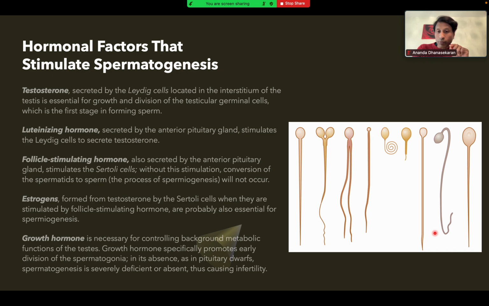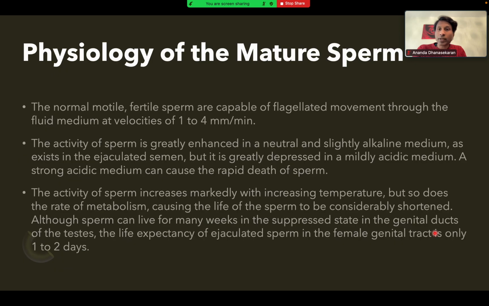And then we have growth hormone. Growth hormone is also from the pituitary. So you can see from the pituitary we have three main hormones. The growth hormone is very necessary for the background metabolic function and overall growth of the testes. If the growth hormone is not there, the whole testis will go shrinking. Inside the testes, Sertoli cells and Leydig cells are also controlled by the pituitary. But overall growth of the testis itself is also controlled by the growth hormone, which is from the pituitary. We will see them in the next few slides.